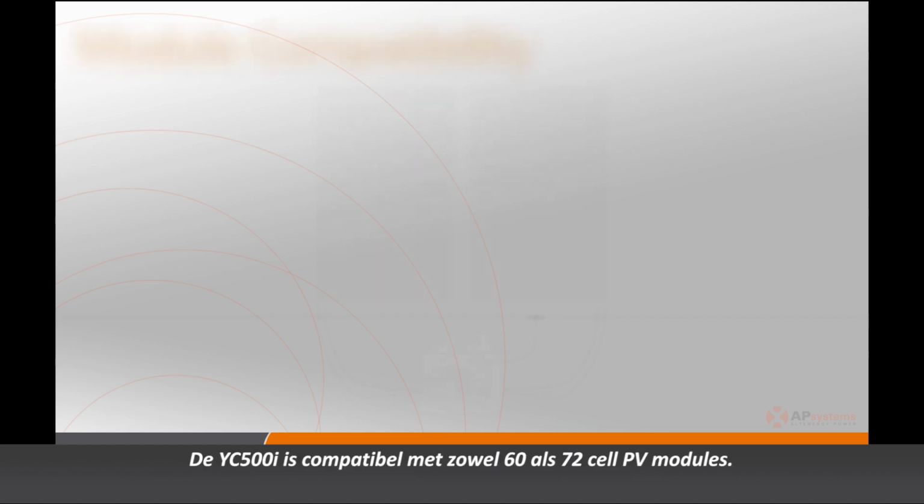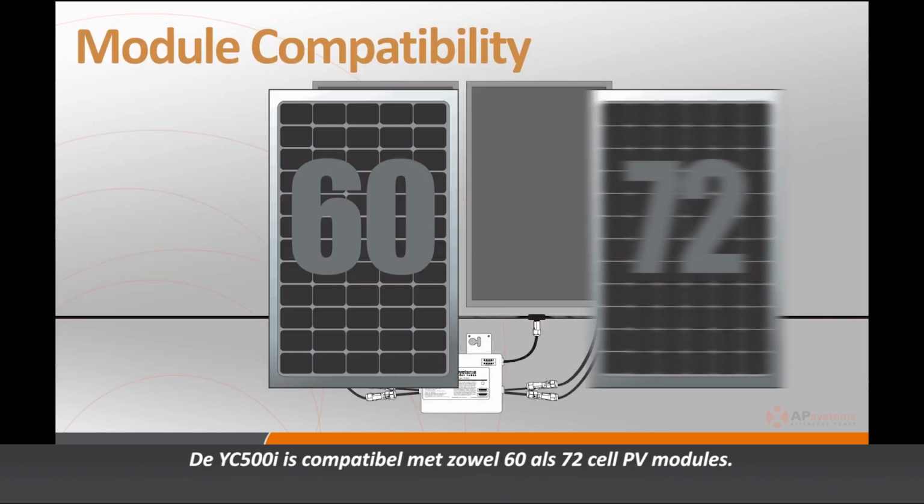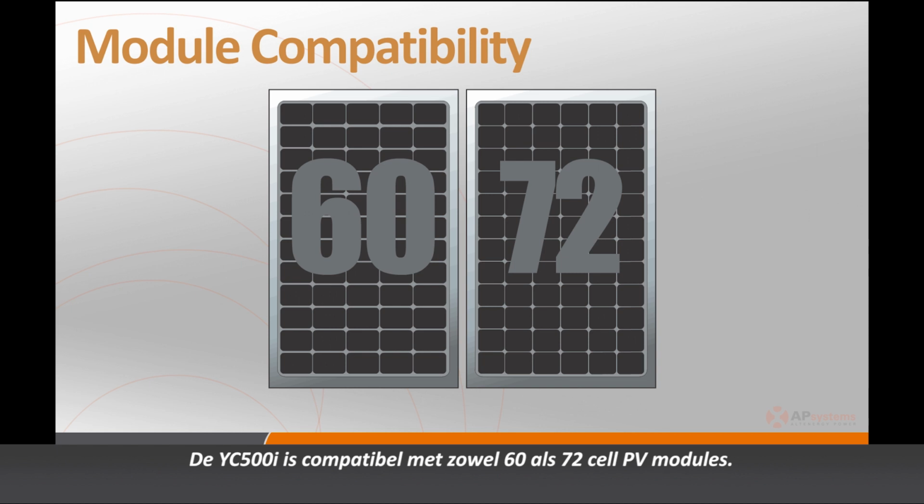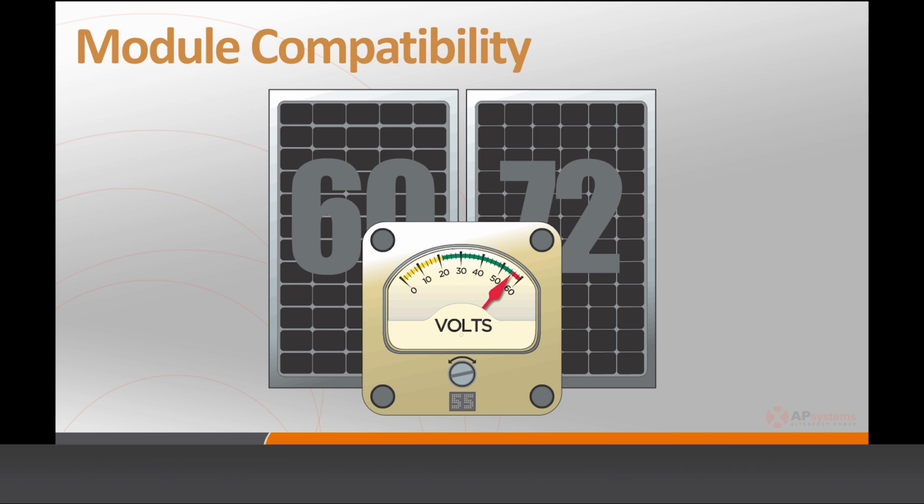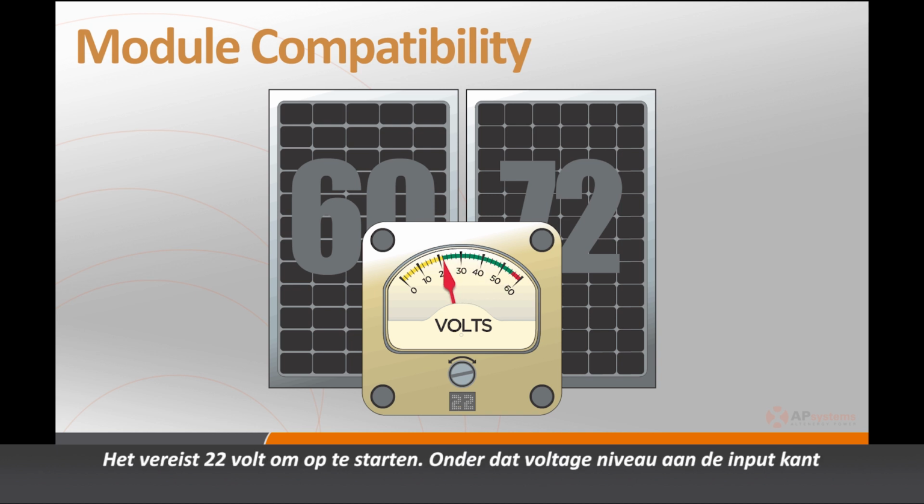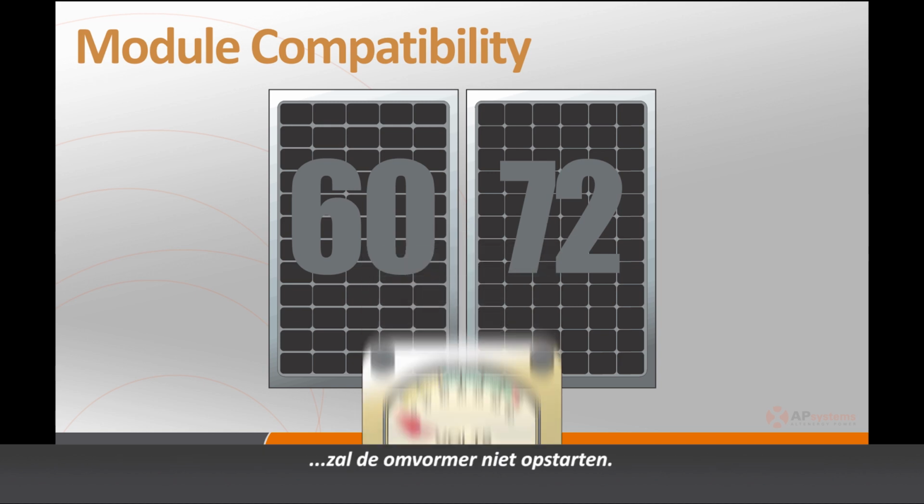The YC500i is compatible with both 60 and 72 cell PV modules, with a voltage range of 16 volts to a maximum of 55 volts continuous. It requires 22 volts to energize. Anything below that voltage level on the input side of things, and the inverter will not power up.